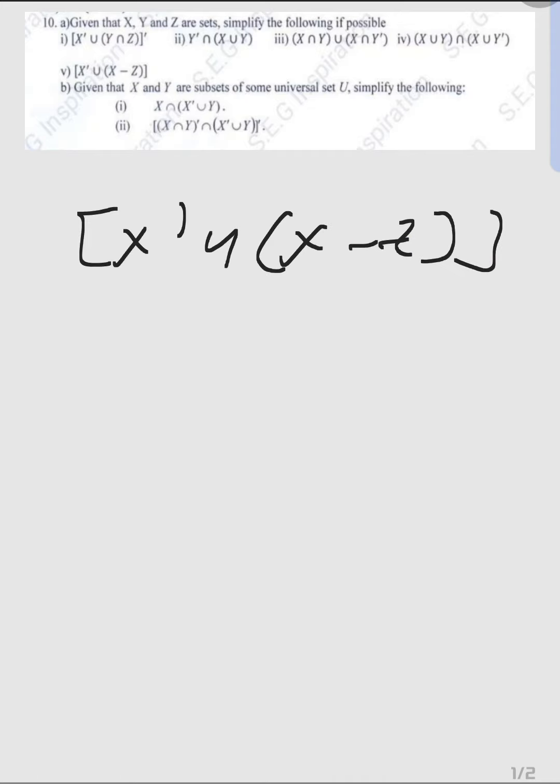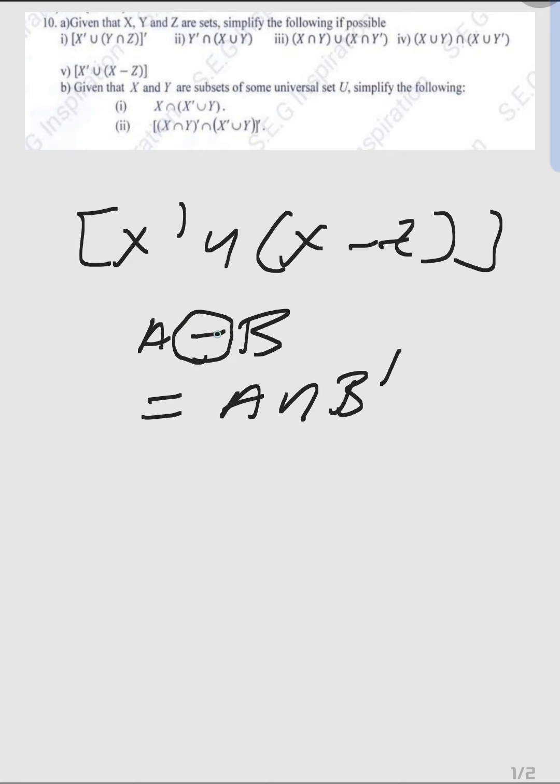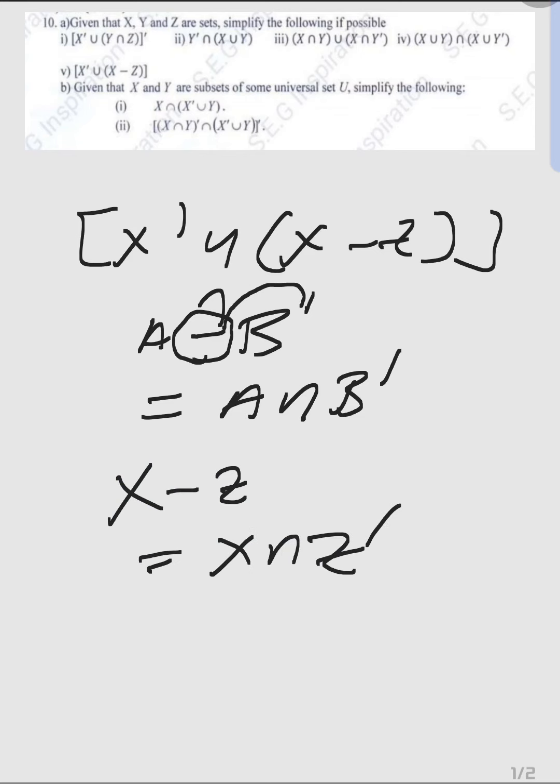All right guys, so let's look at question 5. We have x complement union x minus z. Now guys, you should always know that if you have A minus B, this is the same as A intersection B complement. It's like the negative sign turns into a complement and you remain with an intersection. So even when we have x minus z, this is the same as x intersection z complement. I believe you're able to see the pattern, right?